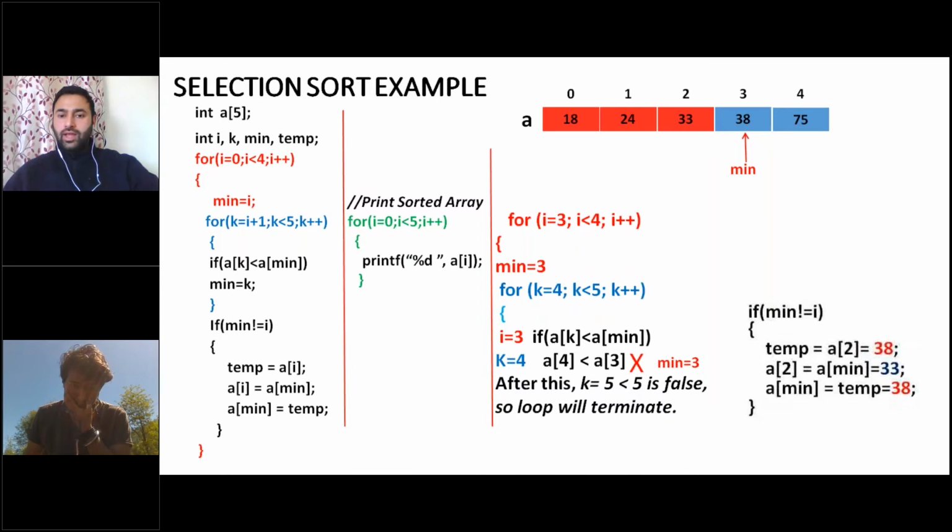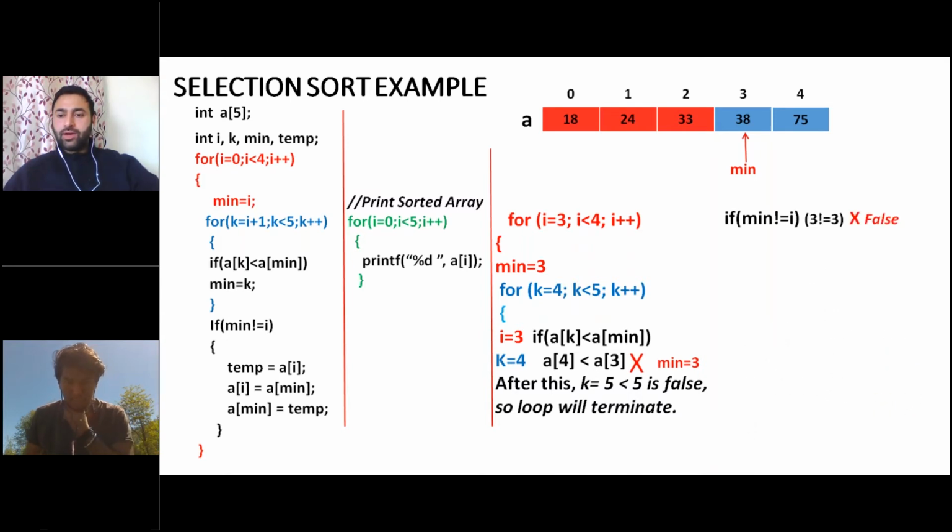Now, next statement, if minimum not equal to I, see, this is false now. Okay, because minimum is 3. See here, minimum is 3 and I is also 3. So this is a false statement now. So there will be no swapping. Okay, so the code will not execute.